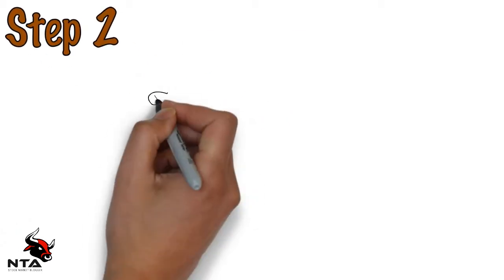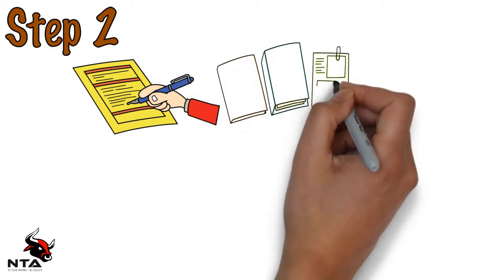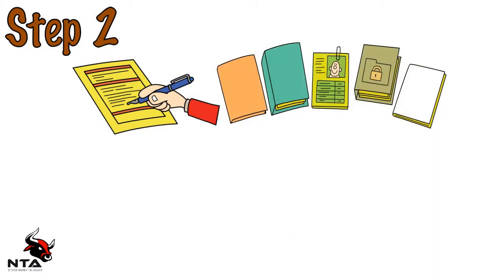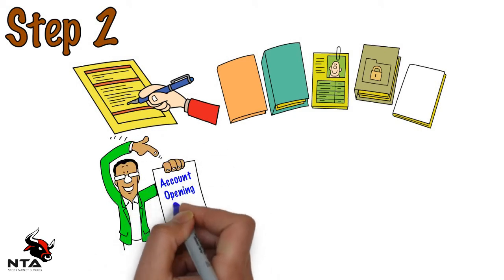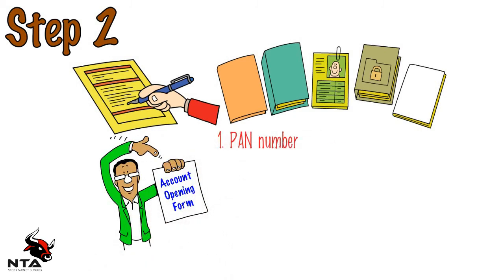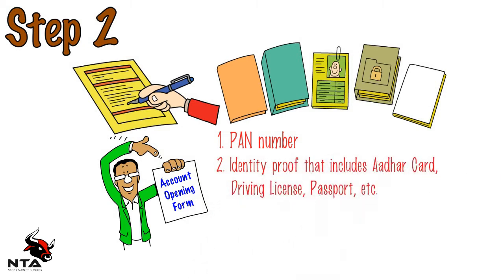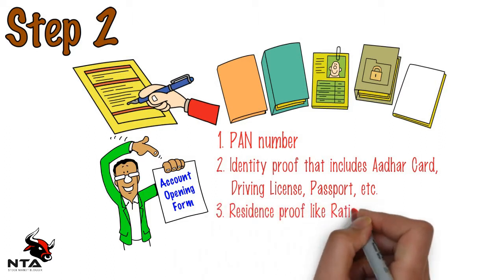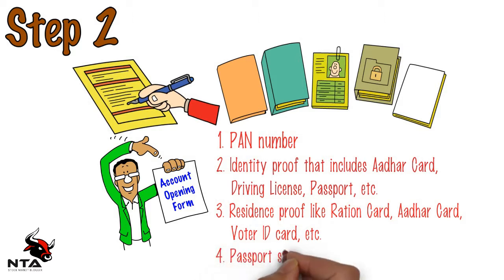Step 2. The individual must fill the Demat account opening form. He must submit the documents that are compulsory for account opening. The following documents must be submitted along with the account opening form. 1. PAN number. 2. Identity proof that includes Aadhar Card, driving license, passport, etc. 3. Residence proof like Ration Card, Aadhar Card, voter ID card, etc. 4. Passport size photo with self-attestation.